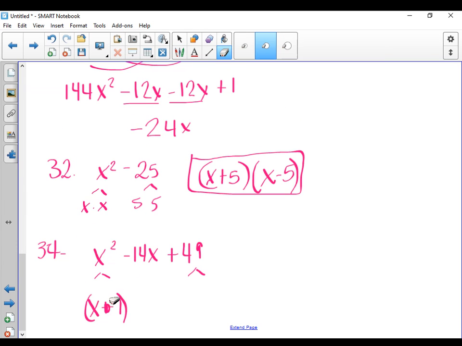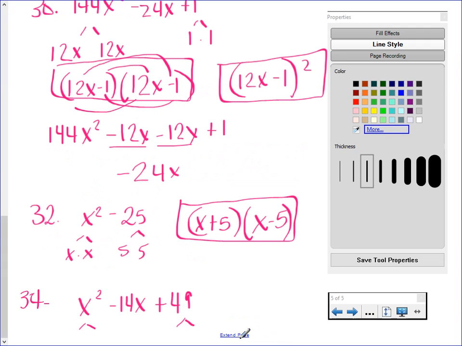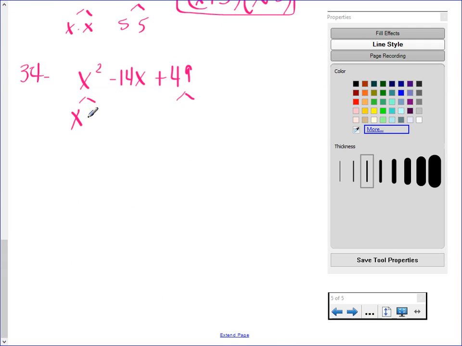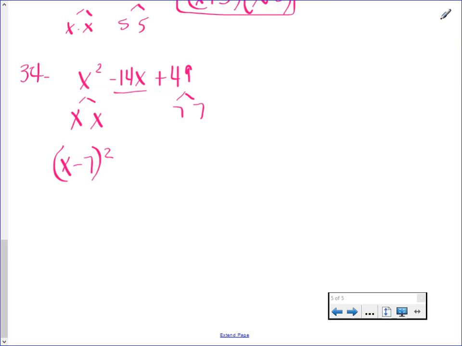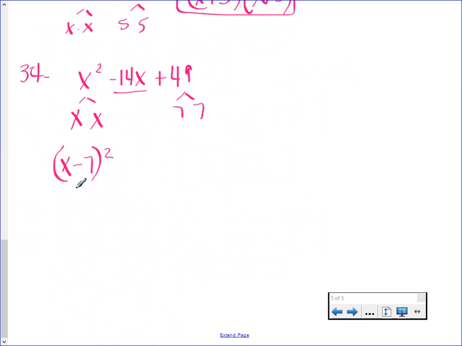It's not the difference of two squares, it's three numbers, so that's how you know. So we know x squared breaks down into x times x. 49 breaks into 7 times 7. Since the middle number is negative, they're both going to be minus. I'm just going to skip a step because I know they're going to be the same. I'm going to put x minus 7 squared. What number are we going to? 38. Okay, we're going to stop at 38.